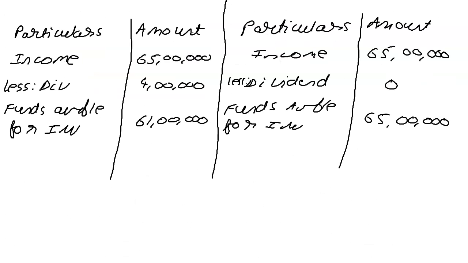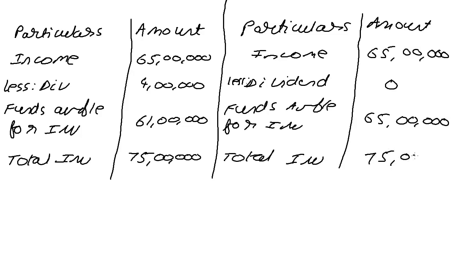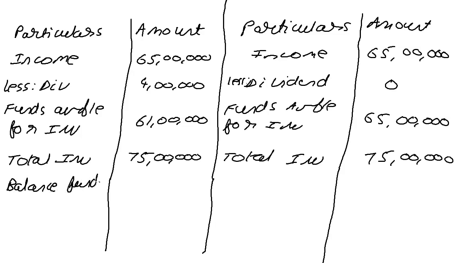Okay, so we have total investment 75 lakhs in both the places. Now the difference between the two, 75 minus 61 will give you 14 lakhs. Okay, and that is your balance funds required. Alright, so we got ourselves 14 lakhs over here.